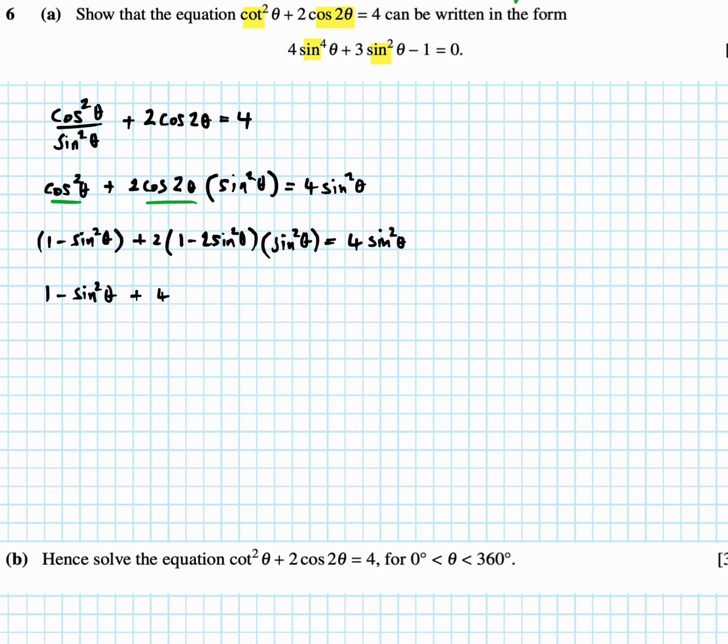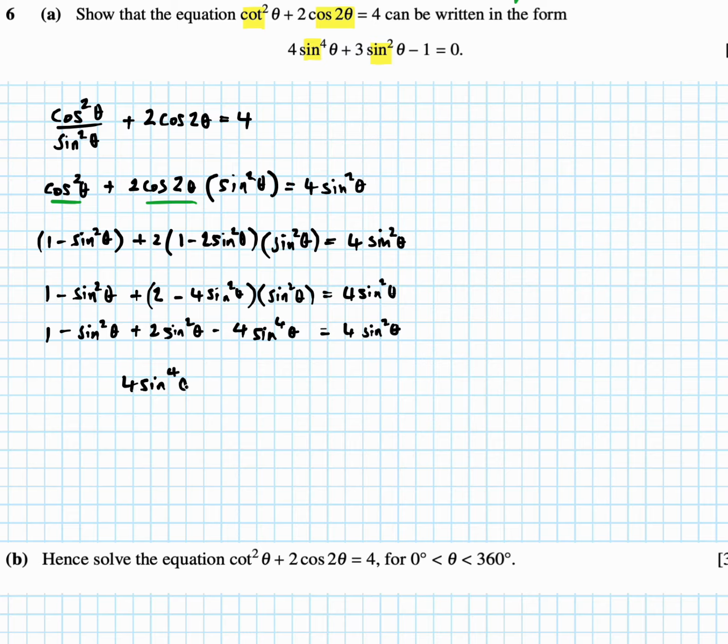I'm skipping there, wait. Let me just not do it. Let's just do it very clearly. So 2 times 1 is 2, so minus 4 sine squared theta, and that times sine again in the next step. I won't skip the steps. 1 minus sine squared theta plus 2 sine squared theta, that's times sine. So expanding brackets here, as you see, minus 4 sine to the 4 theta. Careful there. So we end up with 4 sine to 4 theta minus, I think, let's check that again now.